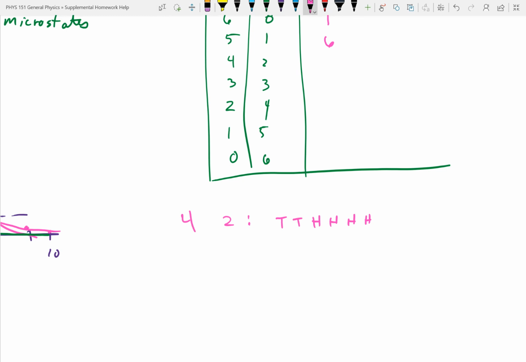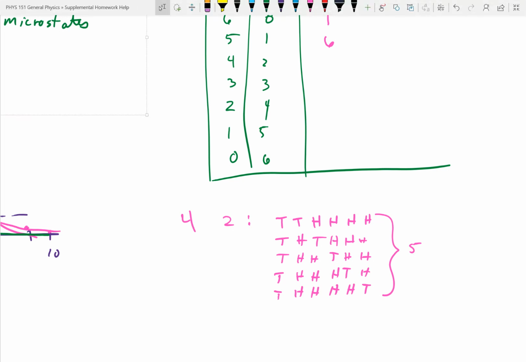So that's one option. I could have tail, head, tail, head, head, head, or tail, head, head, tail, head, head, or tail, head, head, head, tail, head, or tail, head, head, head, head, tail, right? So that was a total of 1, 2, 3, 4, 5 options where the first one is tail. Or I could have had the first one head and the second one tail.